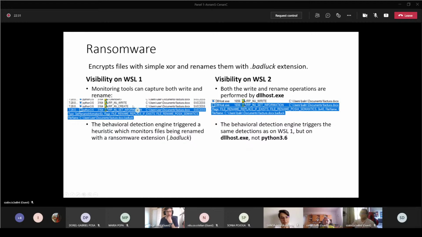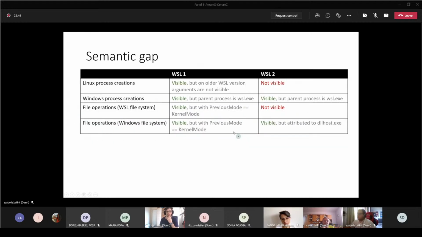Ransomware is our final command, which encrypts files and finally renames them with the bad luck extension. On WSL1 and WSL2, a write and a rename can be observed, but on WSL2, this action is attributed to dllhost. To summarize, the semantic gap looks as follows.